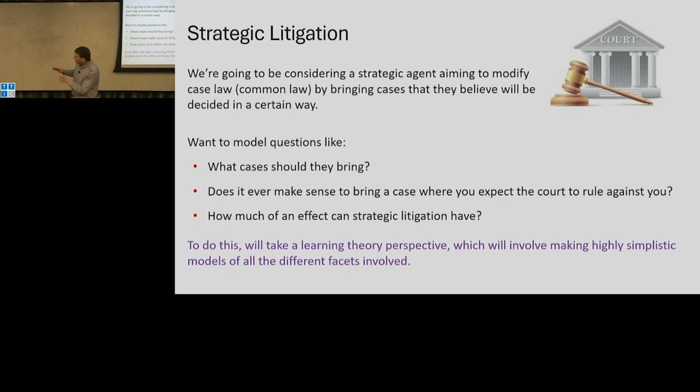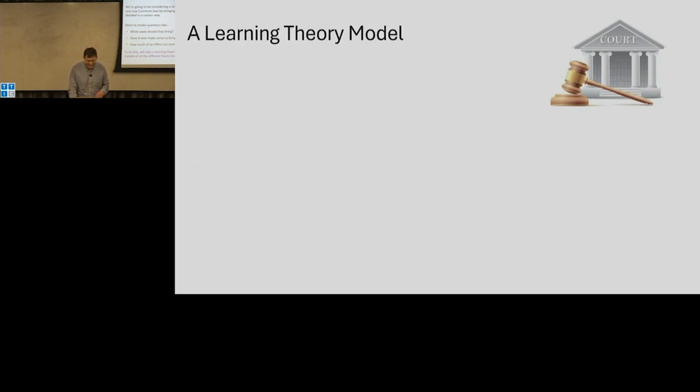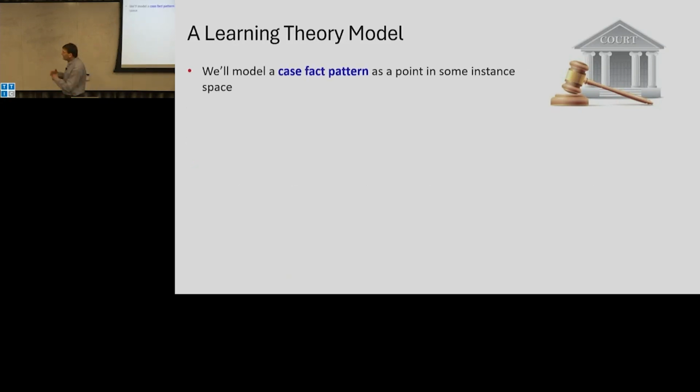To do this, we're going to take a learning theory perspective that will involve making highly simplistic models of everything. So, here's a learning theory model. We're going to think of a case fact pattern, like who did what, all this stuff, as a point in some feature space. There's a plaintiff, a defendant, all this information, and it's a point in some feature space. That's not too crazy. That's reasonable.